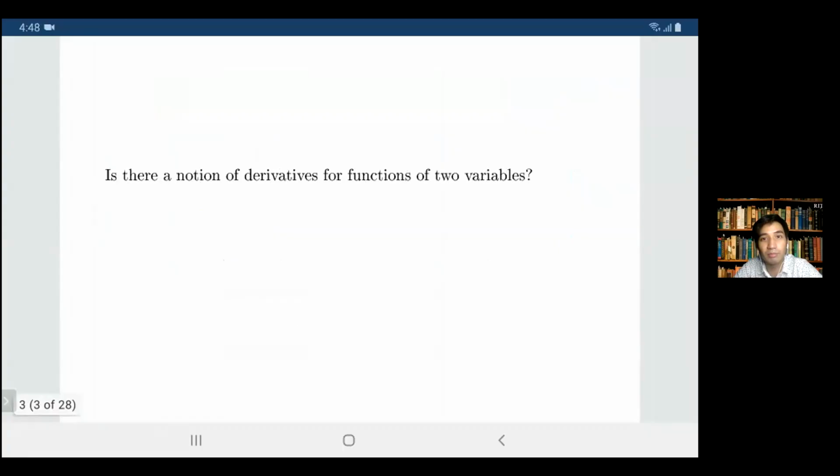Alam na natin kung paano kumuha ng derivative if our function is of the form y equals f of x. But we have been studying functions of more than one variable. So it is only natural to ask if there is still a notion of derivatives for such functions. Okay? So is there a notion of derivatives for functions of two variables? So halimbawa, if you're given f of xy equals 2x squared y minus 4y, this is just a random example. Does it still make sense to ask for its derivative?